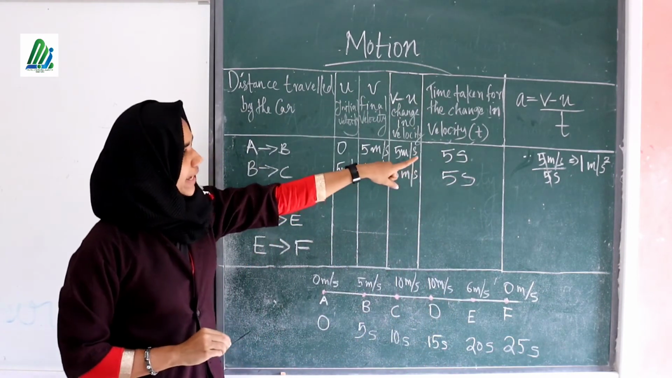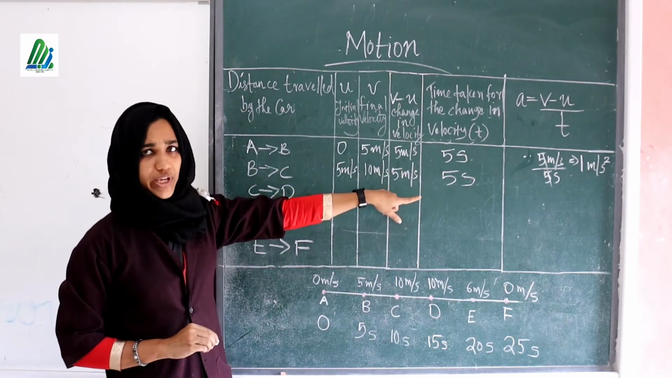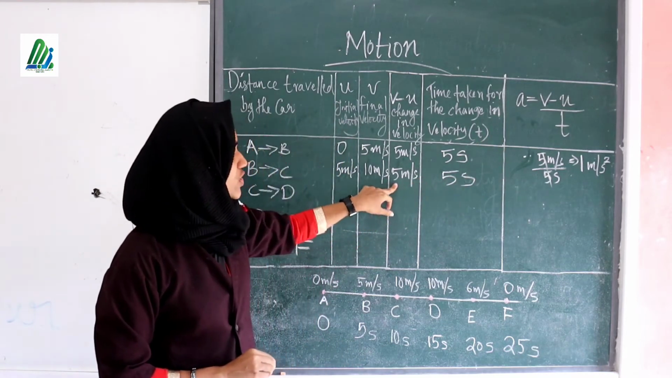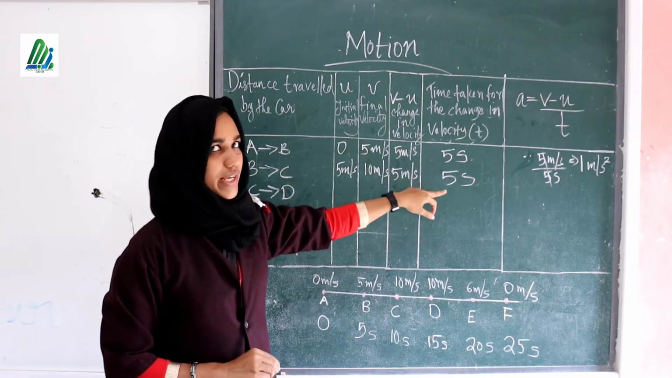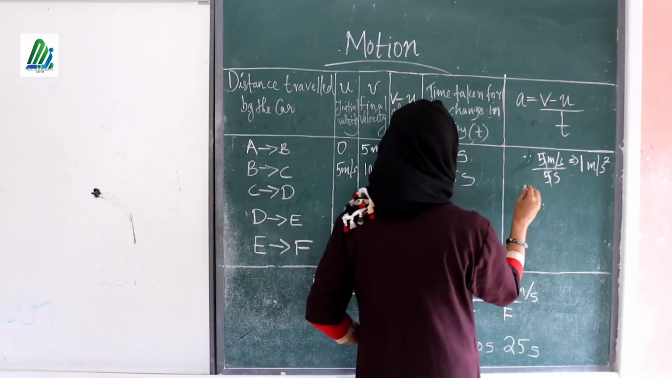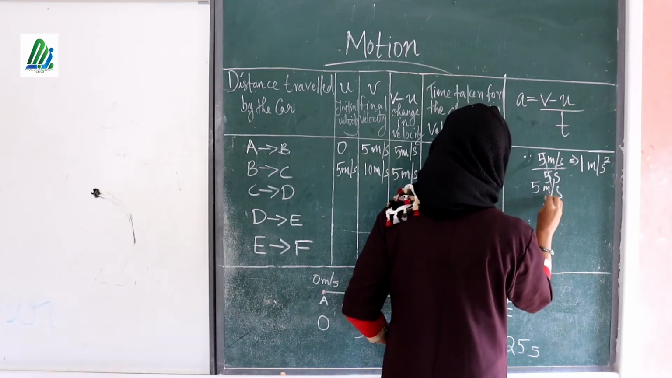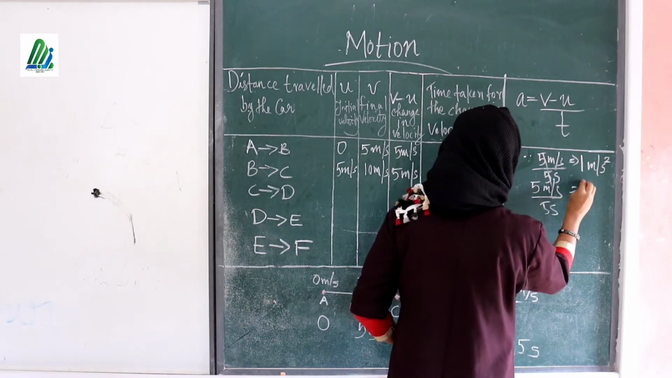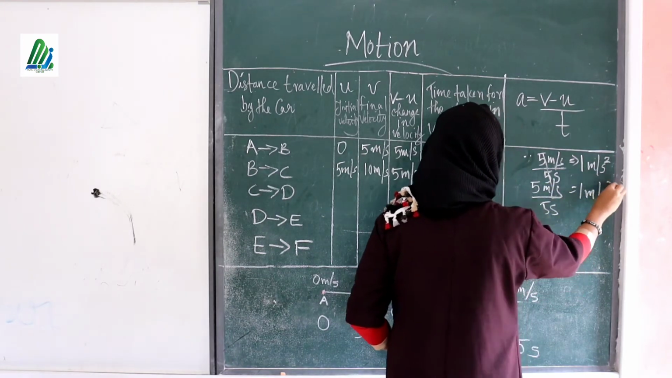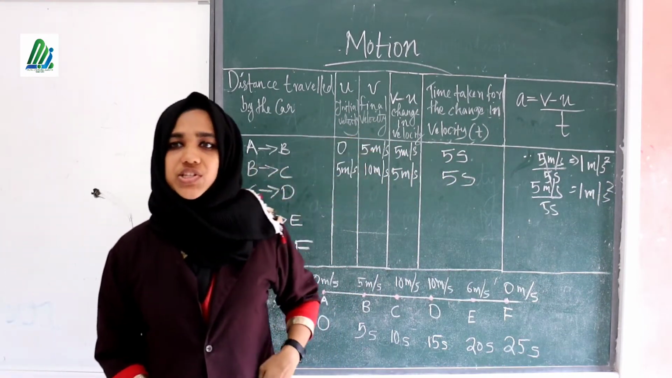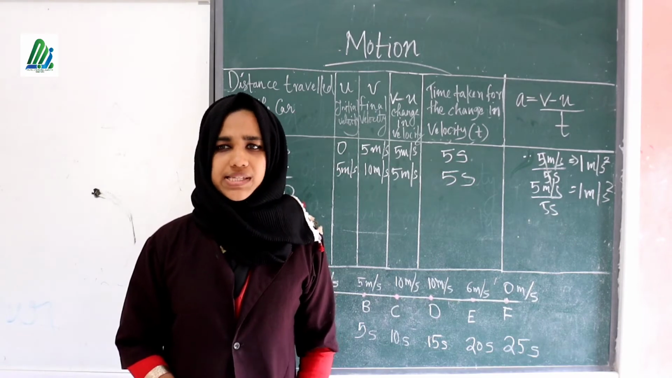Then acceleration a is equal to v minus u by t. So here v minus u is 5 meter per second and t is 5 seconds. So we can write 5 meter per second by 5 seconds is equal to 1 meter per second square. Is it clear? From B to C, the acceleration is 1 meter per second square.